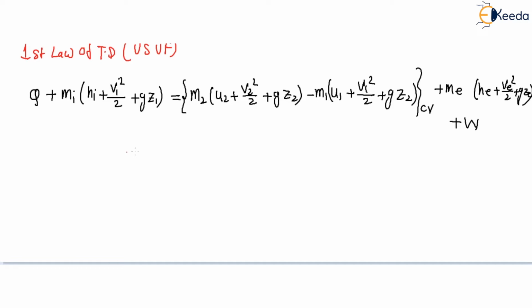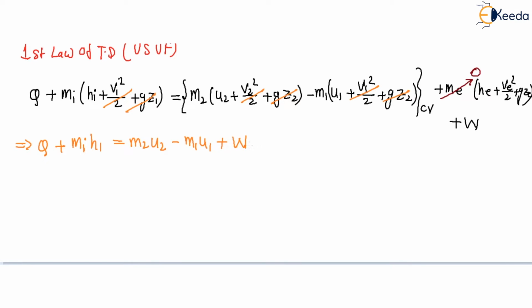What is the assumption? There is no exit, so me is 0. Change in kinetic energy and potential energy is neglected, right? So what is your required equation? Q plus mi hi is equal to m2 u2 minus m1 u1 plus W. This is your equation.